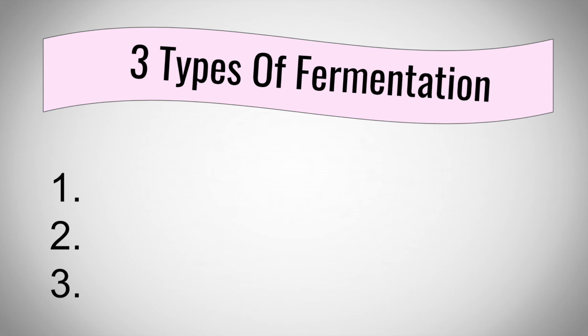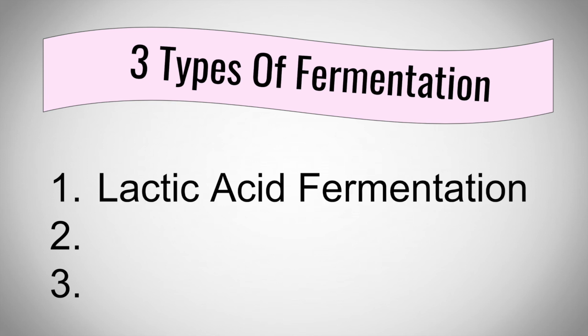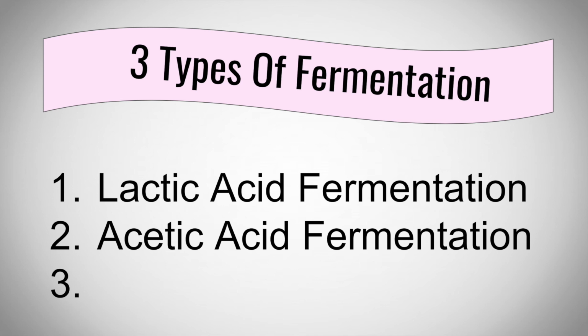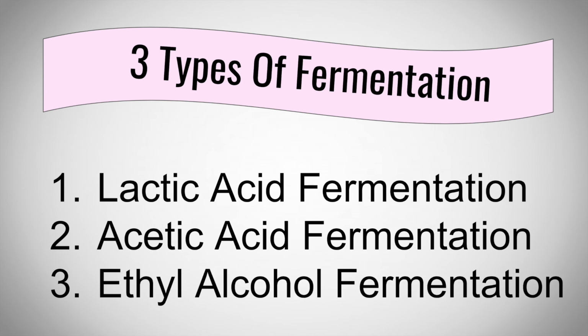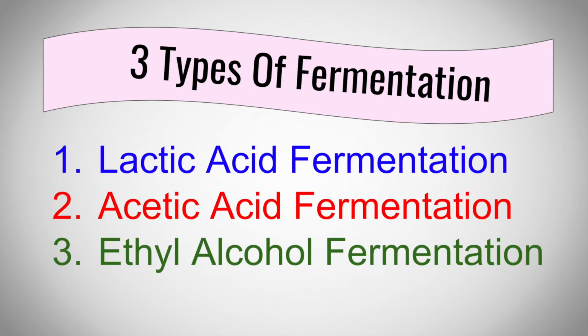There are three main types of fermentation that are most often used in the food industry: lactic acid fermentation, acetic acid fermentation, and ethyl alcohol fermentation. While all of these processes are types of fermentation, they each have their own unique aspects that define different characteristics of the process and the products produced from it.